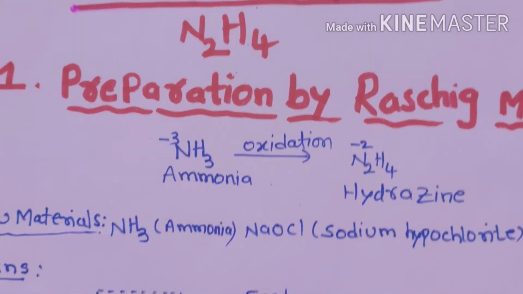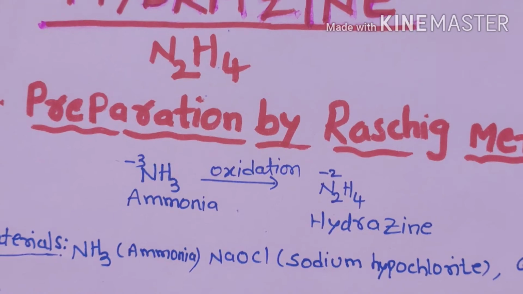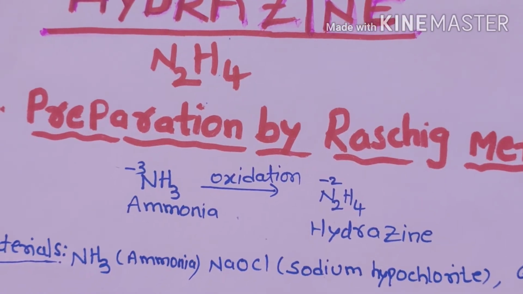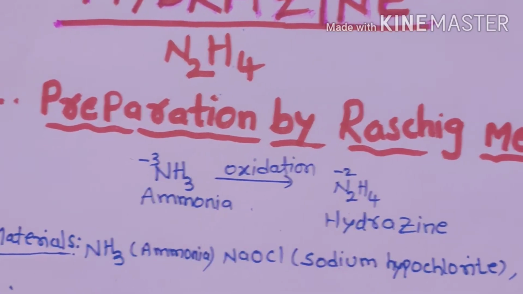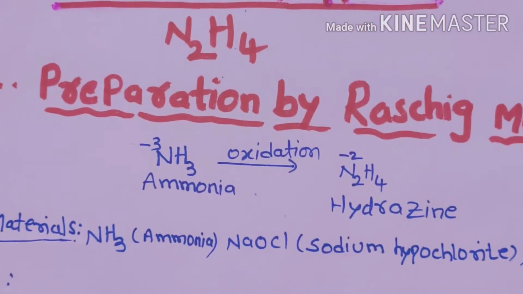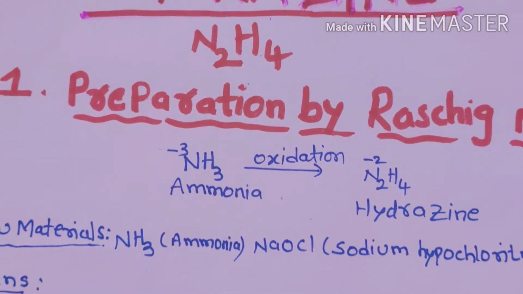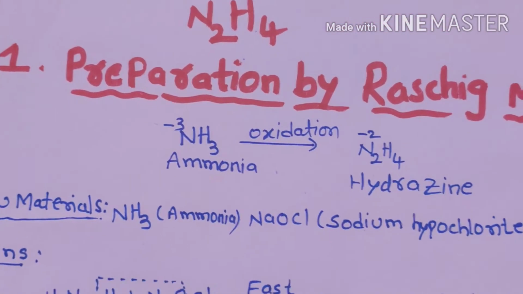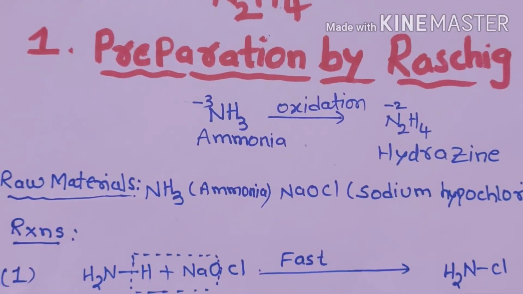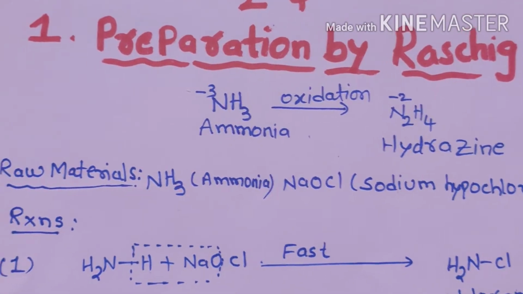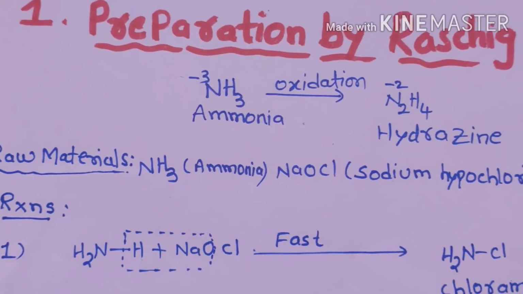The oxidation state of the nitrogen in ammonia is -3, whereas the oxidation state of the nitrogen in hydrazine is -2. So to prepare the hydrazine from ammonia, ammonia has to be oxidized. So in this reaction, sodium hypochlorite is used as the oxidizing agent. Here, the aqueous solution of ammonia is heated in the presence of the sodium hypochlorite, and this reaction takes place in two steps.